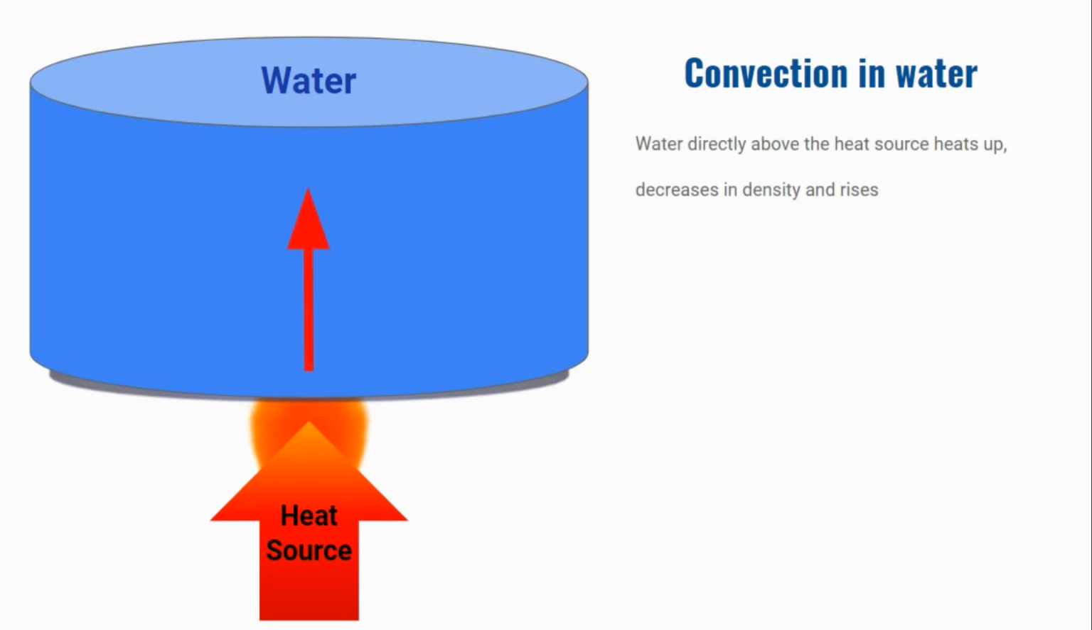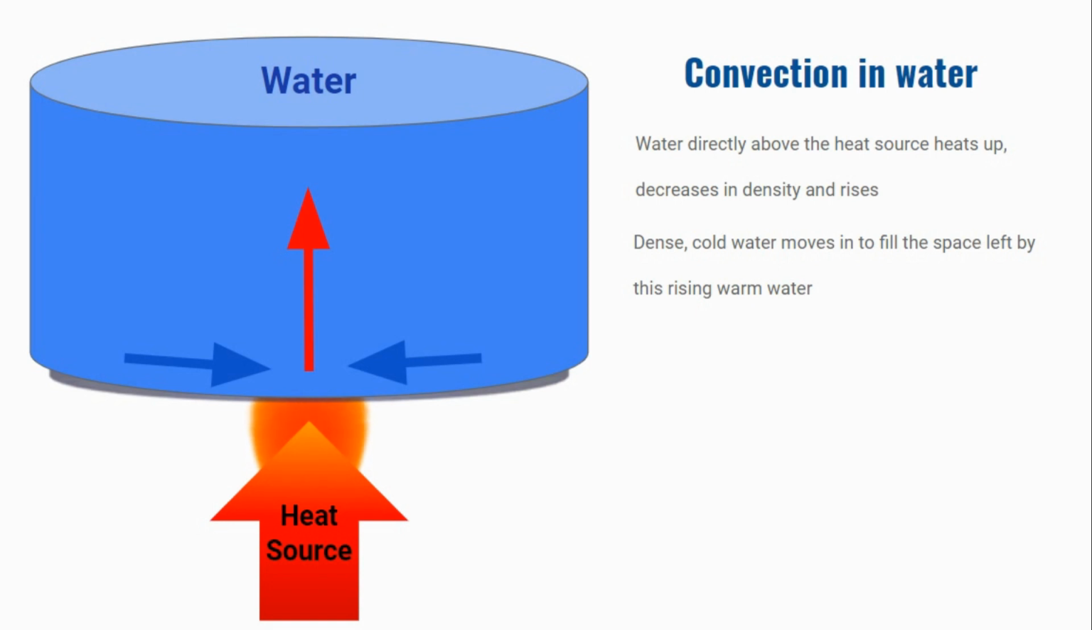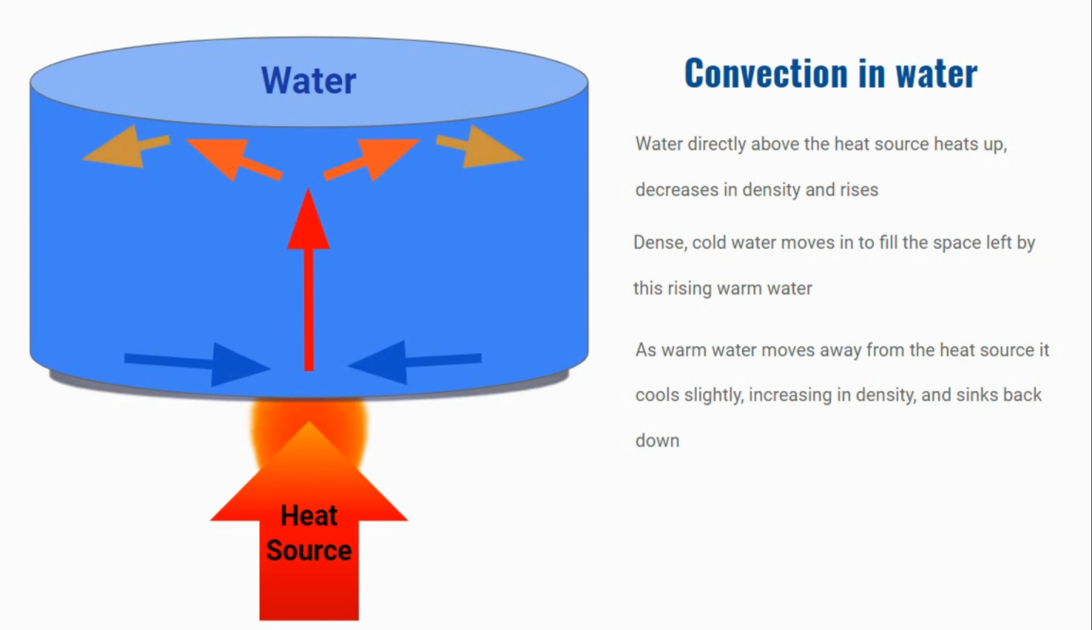Let's apply these concepts to the water we observed at the start of the lesson. The water directly above the heat source gains thermal energy. This causes these particles to vibrate more rapidly and take up more space, thus decreasing in density. And we know that lower density substances float, so the hot water rises upwards. Cold, dense water at the bottom of the beaker moves in to fill the space left by the rising warm water. Then, as the warm water moves away from the heat source, it cools slightly, transferring some of its thermal energy to other water molecules. As it cools and increases in density, it starts to sink back down.